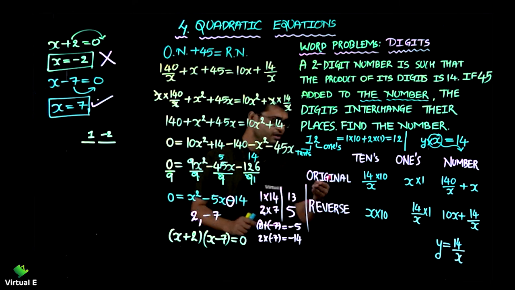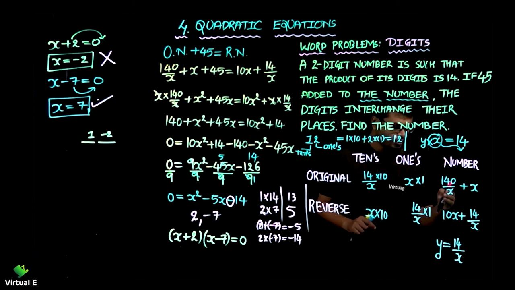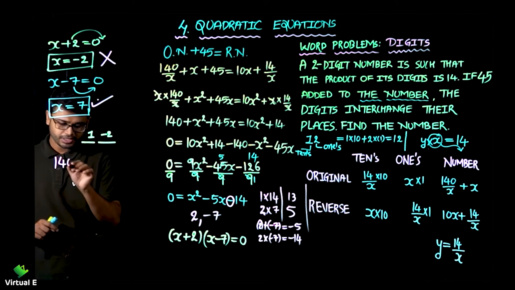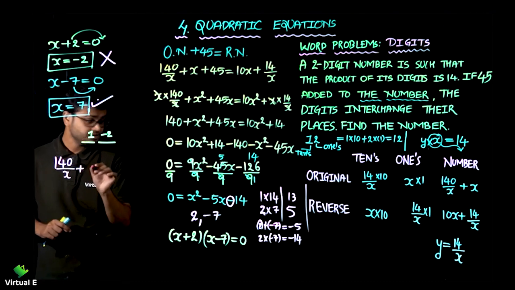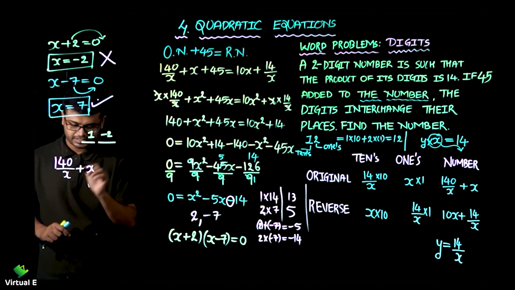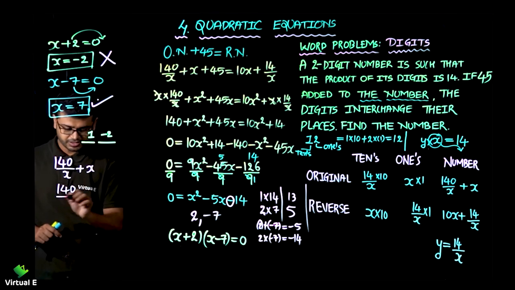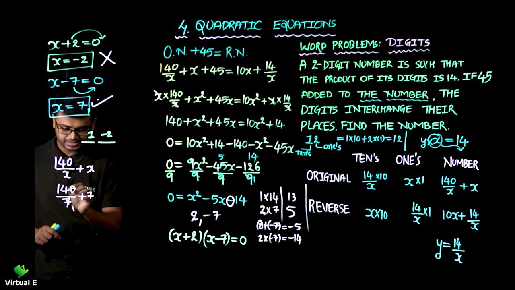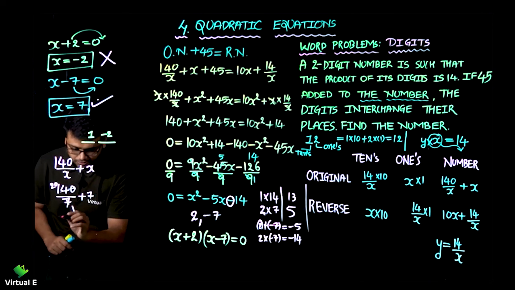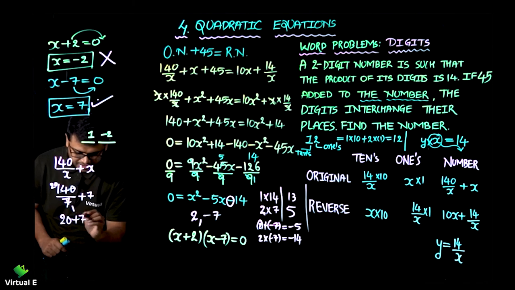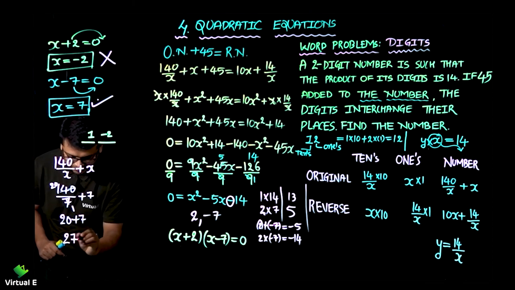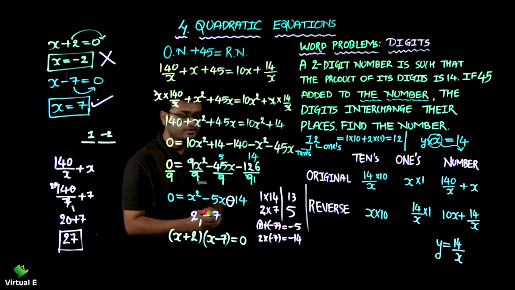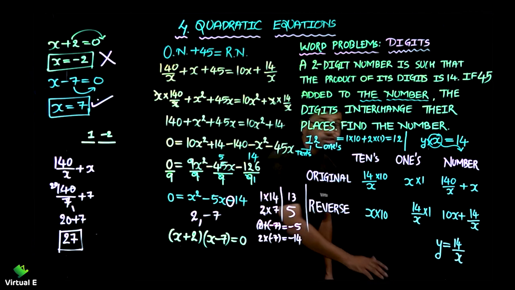So we need to find the number as well. So what is the number, which is 140 over X plus X? So let's substitute 140 over X plus X. What is the value of X, which is 7, and 7, so you'll cancel and you should be getting 20. So 20 plus 7, that is 27, is my number. At the start of the question itself, I told you that the number can be 27 or 72.